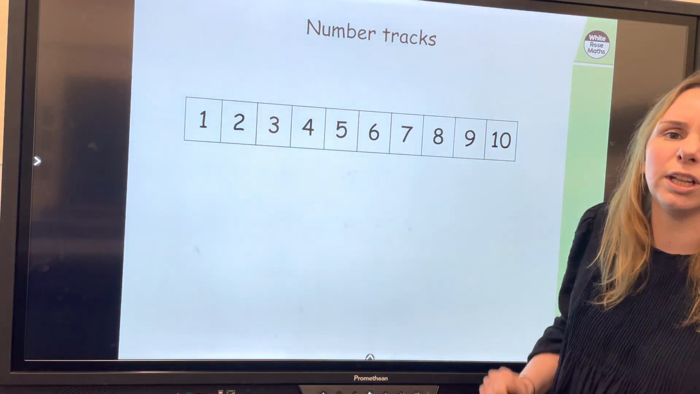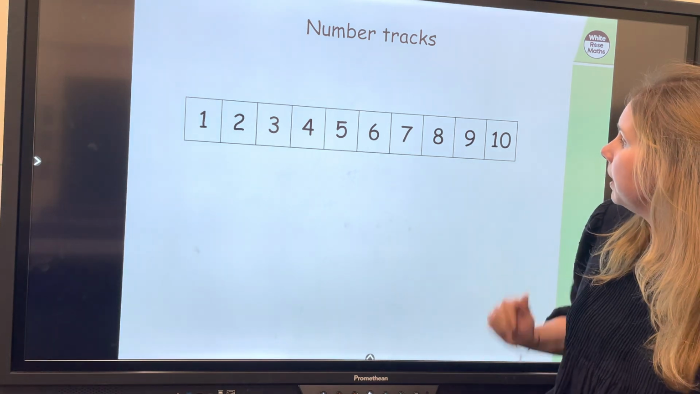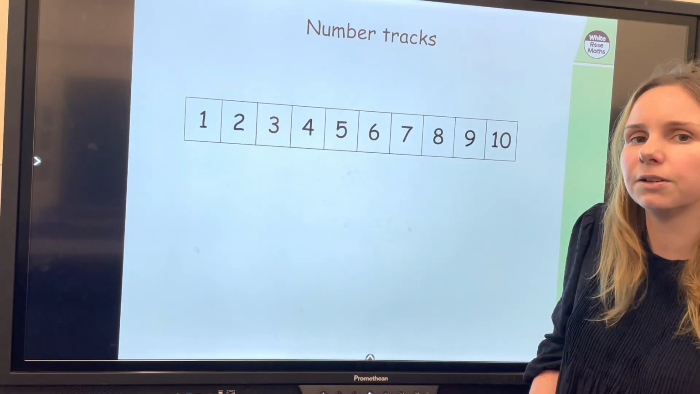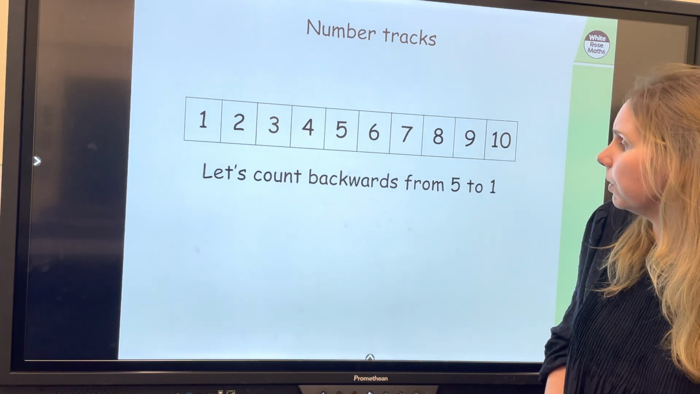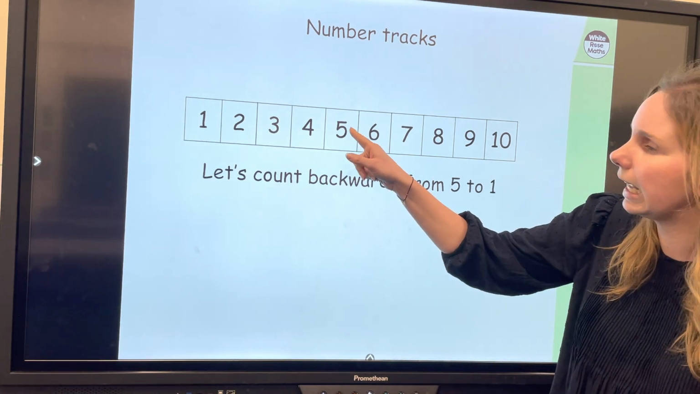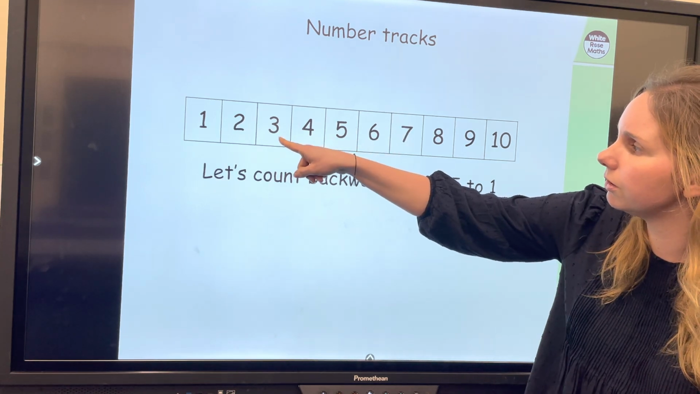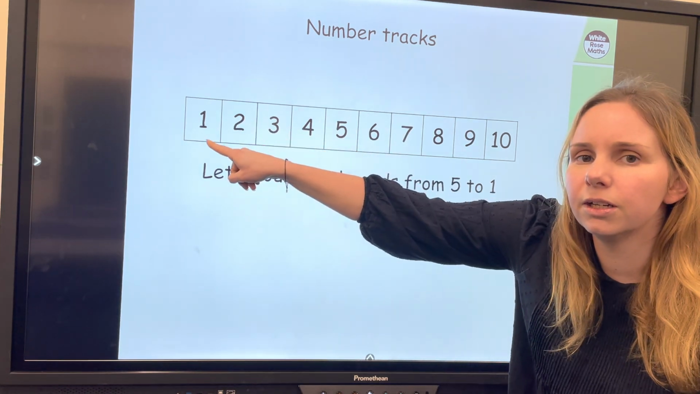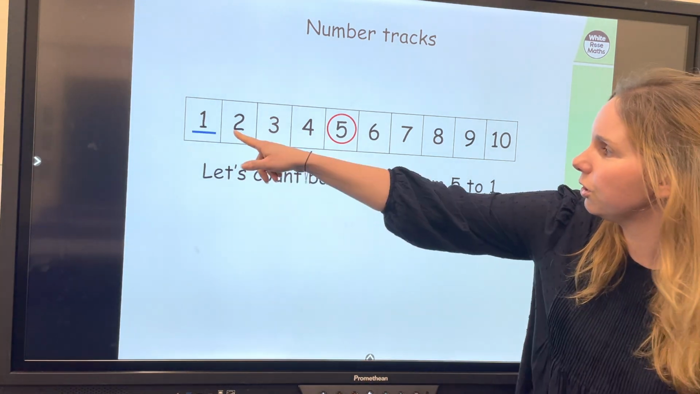Here is, we can call it a number track or a number line. I like to say number line. What does my number line go up to? It goes up to the number 10. So let's see if we can count backwards from 5 to 1. Count along at home. 5, 4, 3, 2, 1. There we go.